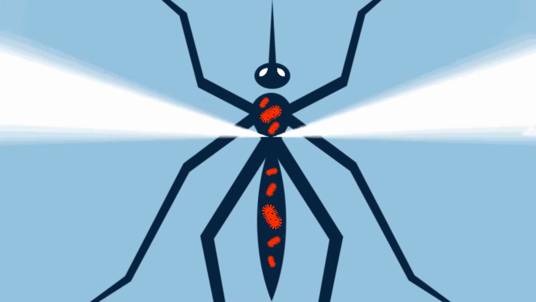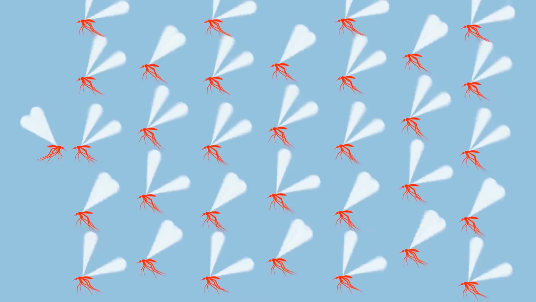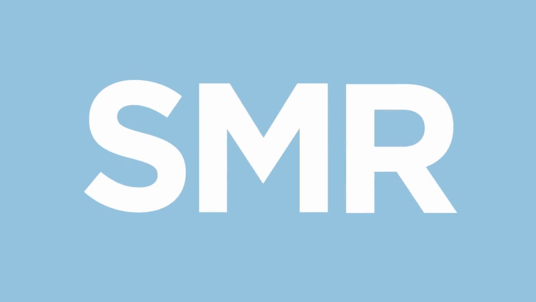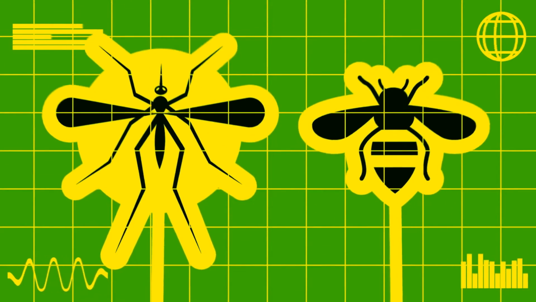The bacteria are taken up by the insect and go back to living in its gut. Here they continuously produce the inhibitor, which turns off a target gene in the insect host. And the bacteria can be passed on to other members of an insect colony, and even their offspring. We call this technique symbiont-mediated RNAi, or SMR. SMR is highly targeted.